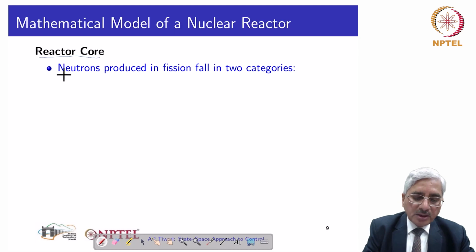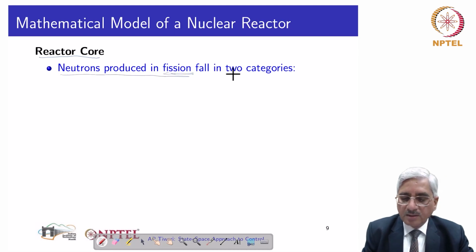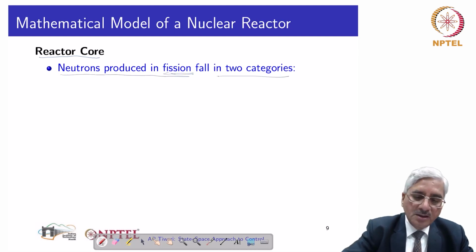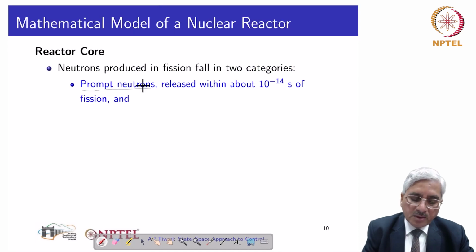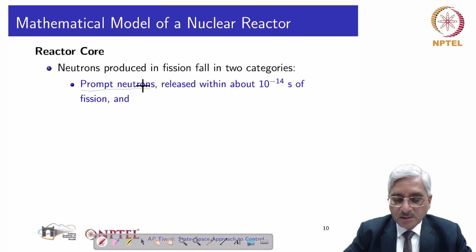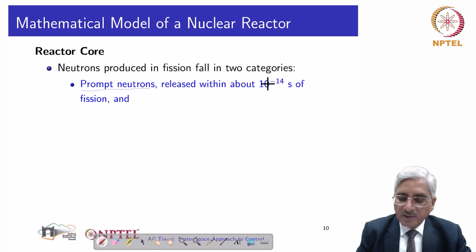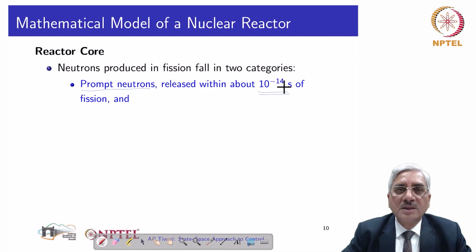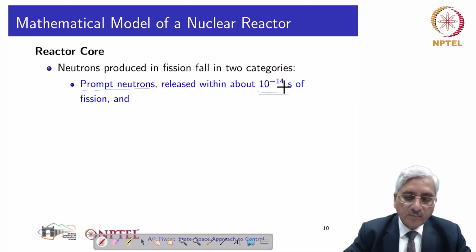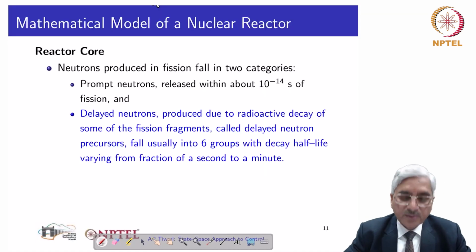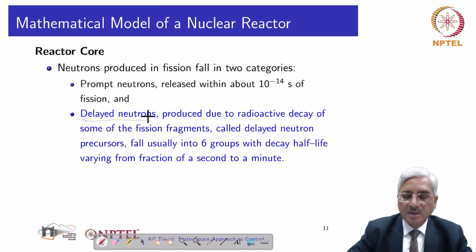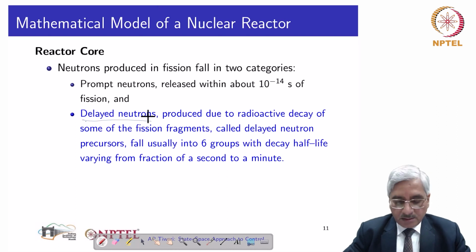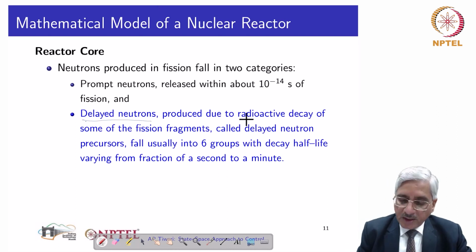The neutrons which are produced in fission fall into two categories. One is called the prompt neutrons. These are the neutrons released almost instantaneously with the fission, or within a very short time, of the order of 10 to the power minus 14 seconds. The other category is called delayed neutrons, and they are produced due to radioactive decay of some of the fission fragments.